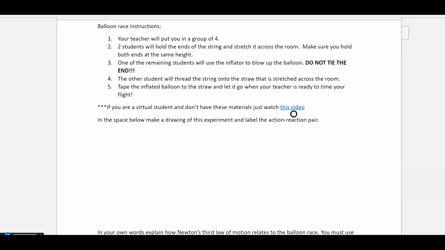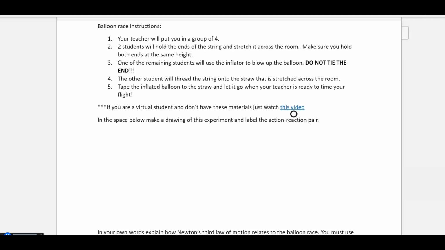Next, one of the students is going to take a straw and thread it onto the string. So you've got this string with a straw on it. The last student is going to blow up the balloon. Actually, you're going to bring it to me. I'll blow it up for you using my air compressor. And then you're going to tape the balloon to the straw and let it go. Don't let it go till I say ready, set, go, because I'm going to time how long it takes to go across the room. Shooting across the room on the string, a balloon rocket.